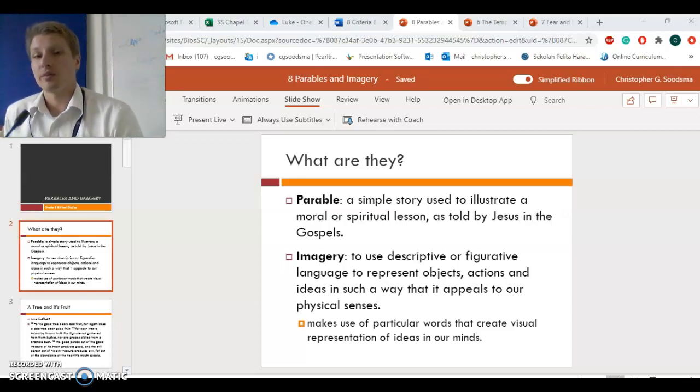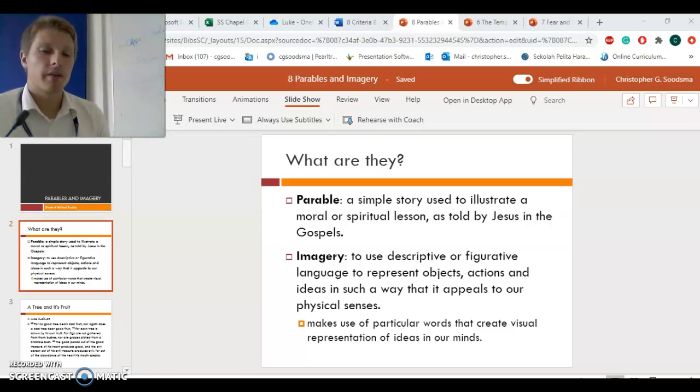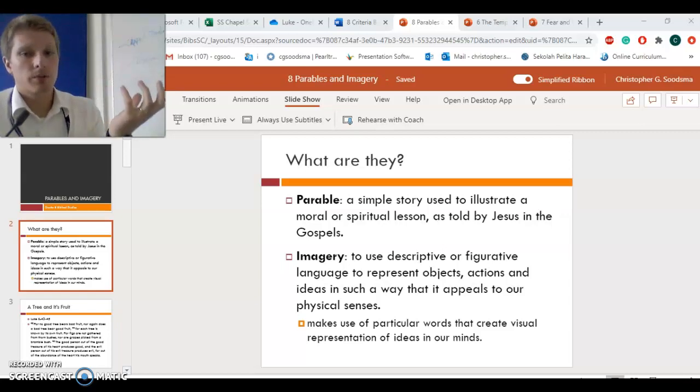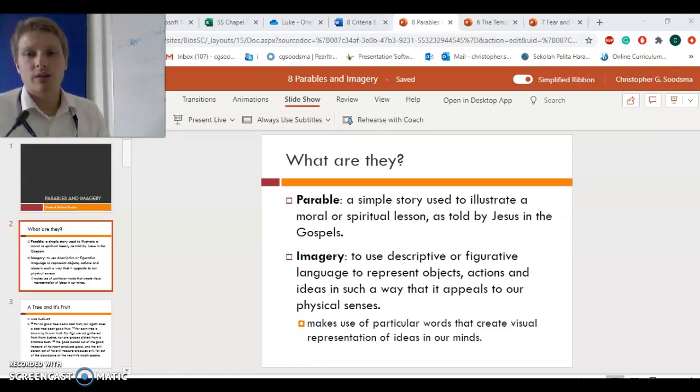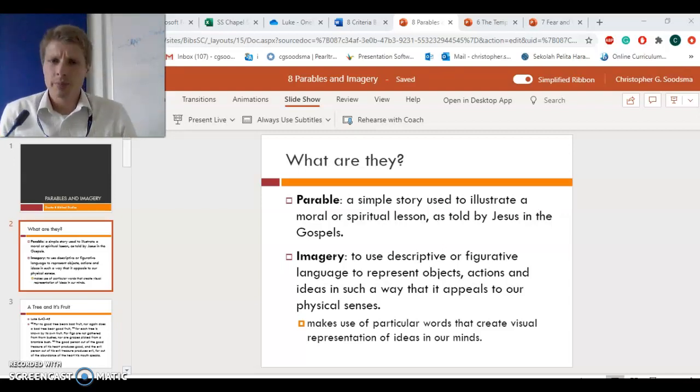Oftentimes they're referred to as metaphors, and metaphors are what we use as people who are explaining things. What these parables use, or Jesus used very well, are metaphors: taking something that is known and using that to explain something that is not known yet, or a mystery, explaining a mystery to someone. So that's a metaphor. Imagery, you'll be looking for these throughout all the parables.